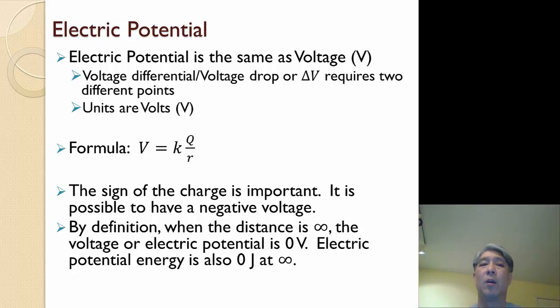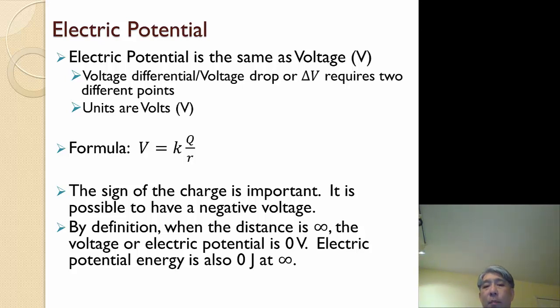There would be a central charge, capital Q, and a distance from that point in space to the charge, and that would be R. And we could calculate that electric potential using the formula KQ over R. Again, the sign of the charge is going to be important. You can have a negative voltage if the central charge, the capital Q, was negative.